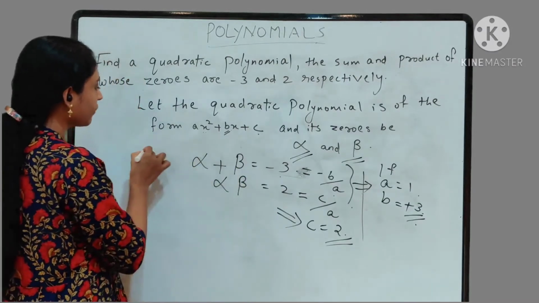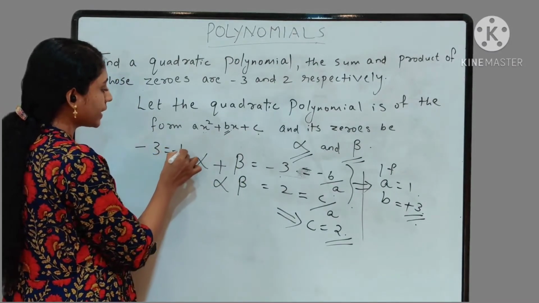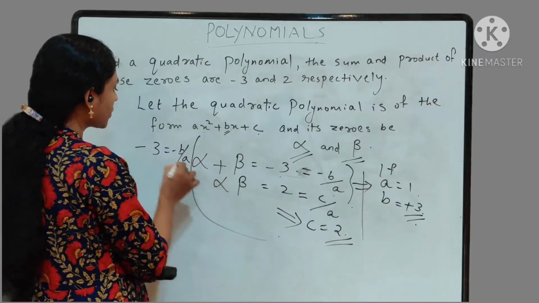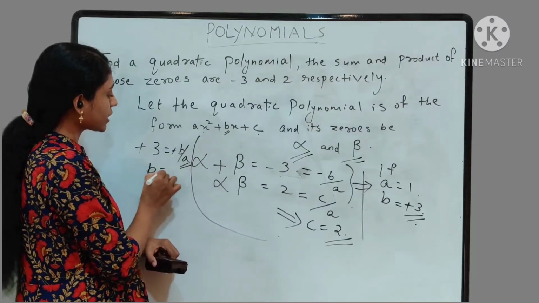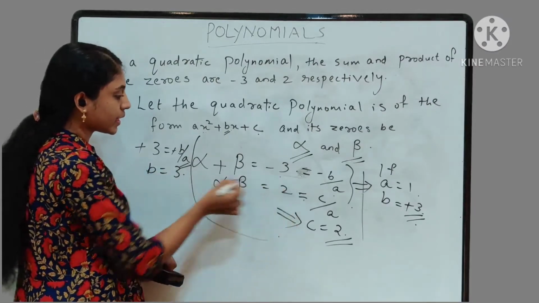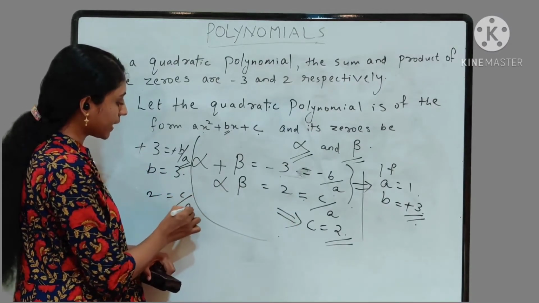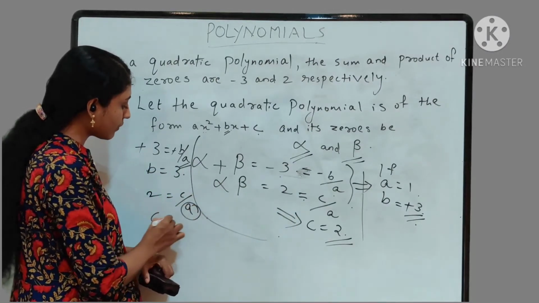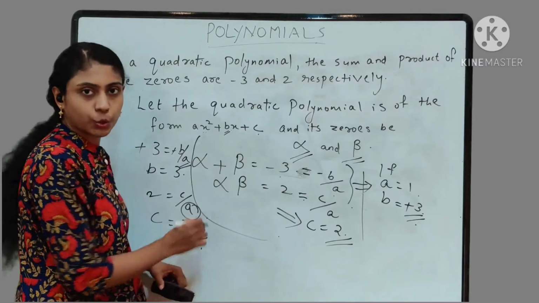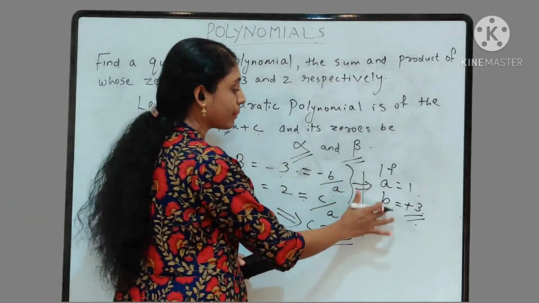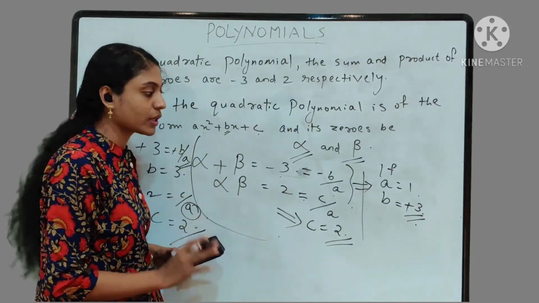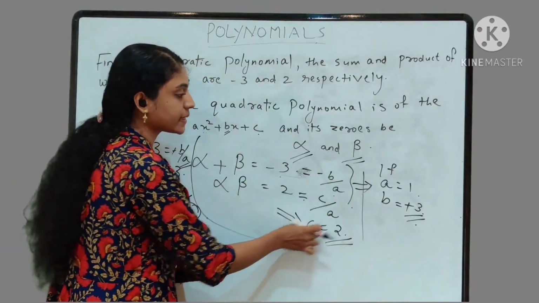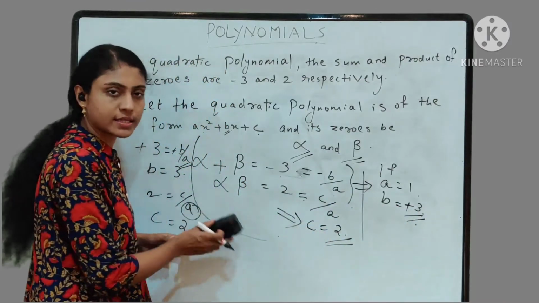Once again, we got minus 3 is equal to minus b by a. So minus minus get cancelled. I am putting the value of a as 1 so that I will get b as 3. And from this equation, 2 is equal to c by a. I am putting the value of a as 1 so that I will get the value of c as 2. So I got the values of a, b and c. I got the value of a because I am just assuming that a is 1, so that I will get the values of b as plus 3 and c as plus 2.